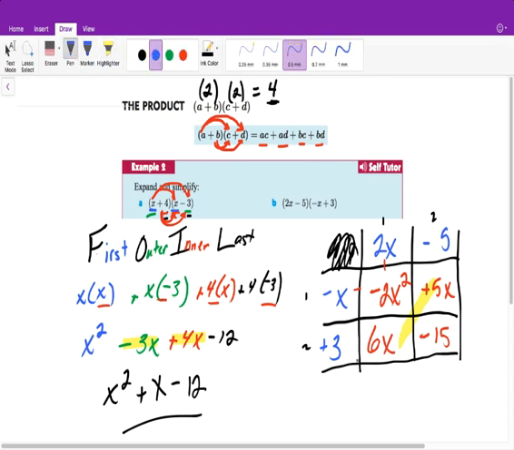So there's nothing that's similar to this negative 2x squared, so it's minus 2x squared. Here we have 5x plus 6x, so that gives me plus 11x. And then here we have just minus 15. All right, and that will be our final answer for that one.